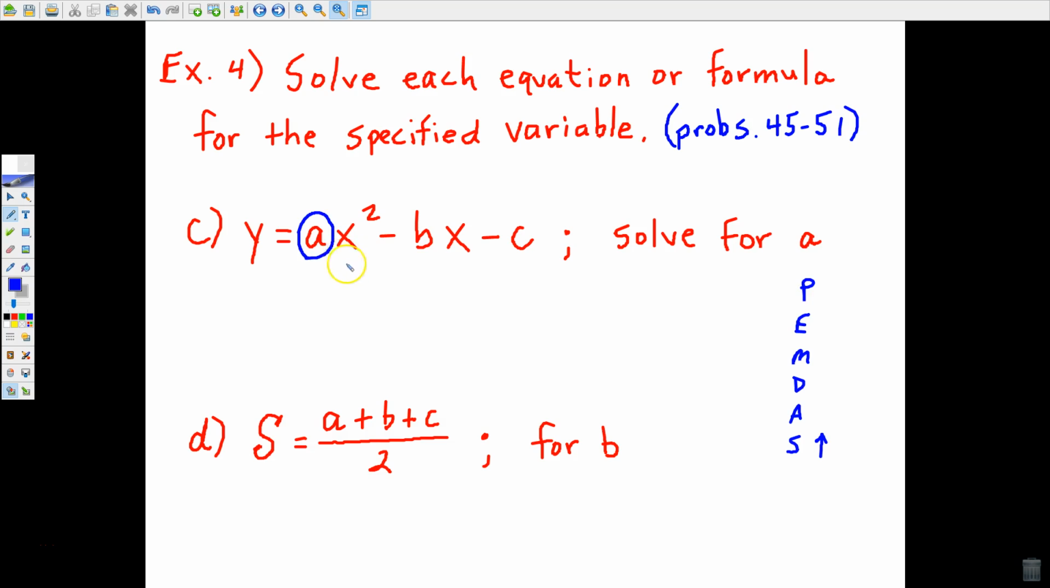My next step is to observe what's happening to a. I notice that it's being multiplied by x squared, so I'm going to check off multiplication. I notice subtraction of two different terms, so I check off subtraction. So let's start undoing in reverse PEMDAS order. Again, I'm going to begin with undoing subtraction with addition. You can do these one at a time if you like.